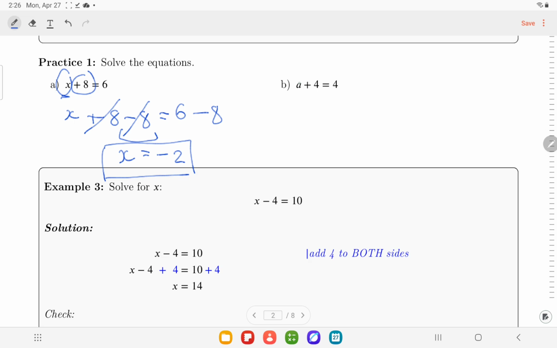And same idea here. We are looking for our unknown a, and to do that, we are going to subtract 4 from each side. And here the 4's are going to cancel, and here as well. So we're going to end up with a equals 0.